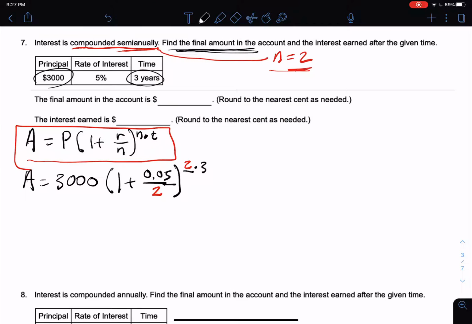So I'm simplifying this. Of course, order of operations inside the parentheses, you're going to have to divide first, 0.05 divided by 2, and then add 1, and that would give you 1.025. Of course, 2 times 3 is the 6th power. And then you need to multiply that.